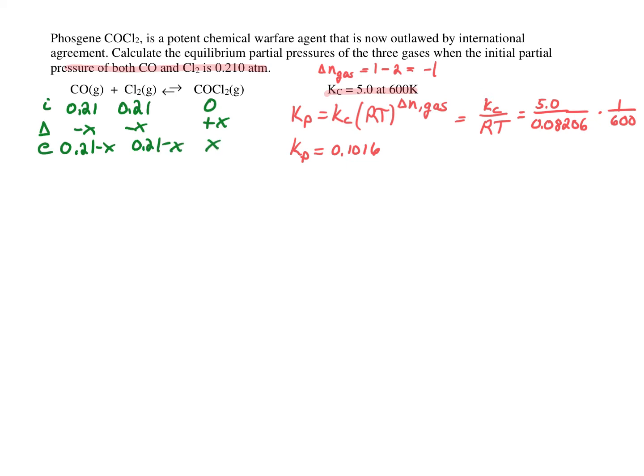And we can plug into our equilibrium constant expression. So Kp is the pressure of POCl2 divided by the pressure of CO multiplied by the pressure of Cl2. Now we plug in the values from our ICE table. We have x over (0.21 minus x) squared.